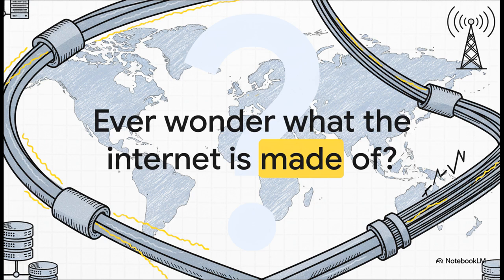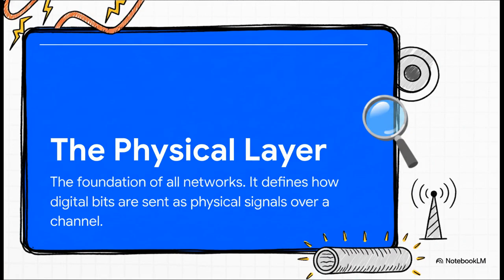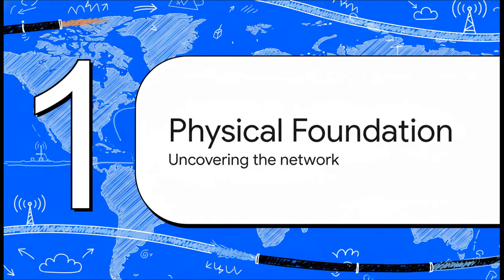So what is it actually made of? The secret is what engineers call the physical layer. This is the bedrock of everything. It's the absolutely brilliant science of turning the ones and zeros of computer code into actual physical signals, like a pulse of electricity or a flash of light that can travel through something real. All right, so let's dive in and start uncovering this invisible network that holds our world together.